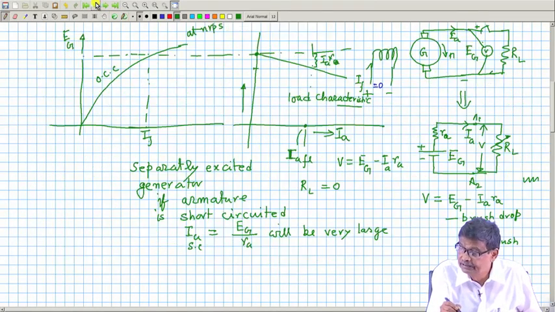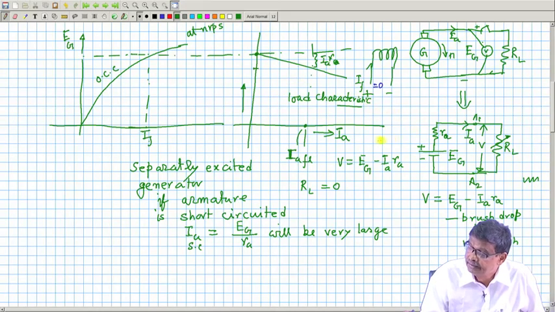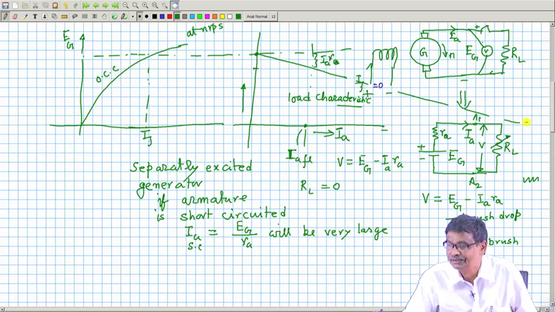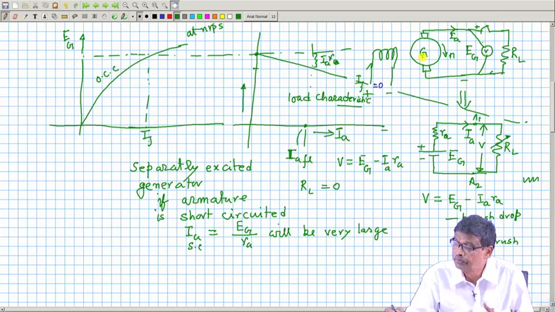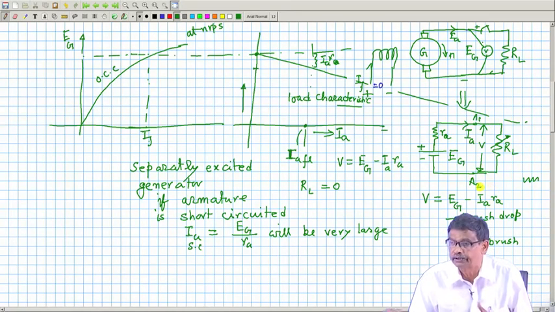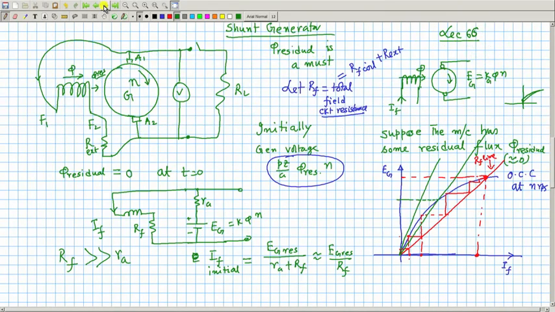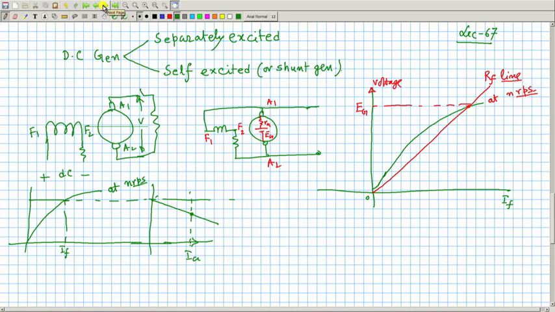So, for example, here in fact it is there, I will show you. So, this is the thing. If this terminal is shorted, this current will be pretty high, terminal voltage 0. How much will be the current? Very large. What is the order of the current? That generated voltage EG divided by RA, EG by RA if it is shorted. Very large current will flow. Now, let us see that extreme point first in this case.